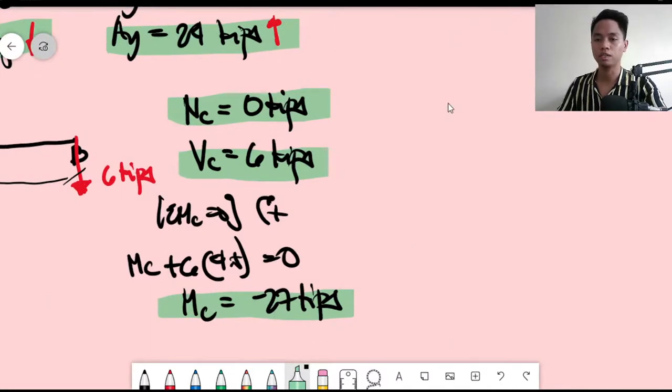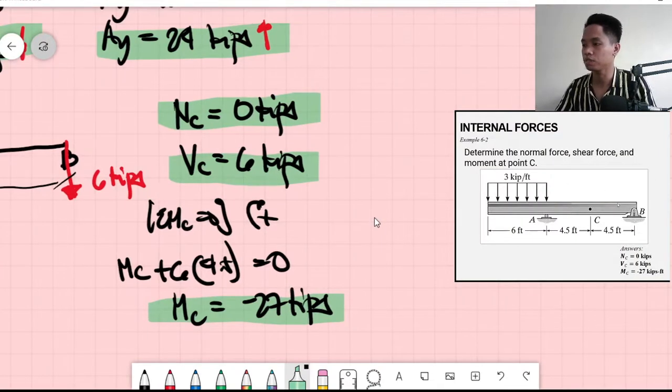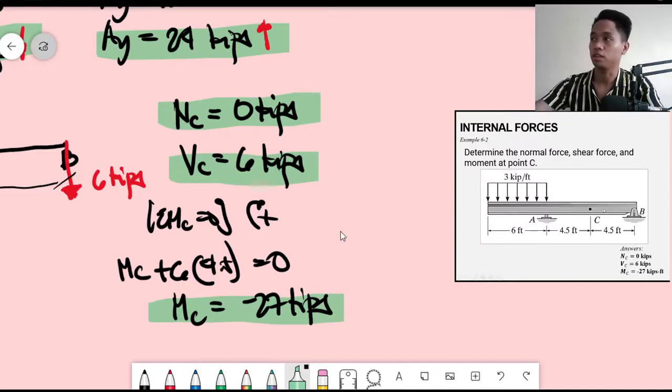Very easy. So let's check if our answer is correct. NC is 0, VC is 6 kips, and your moment at C is negative 27. So that is how we solve for internal forces.